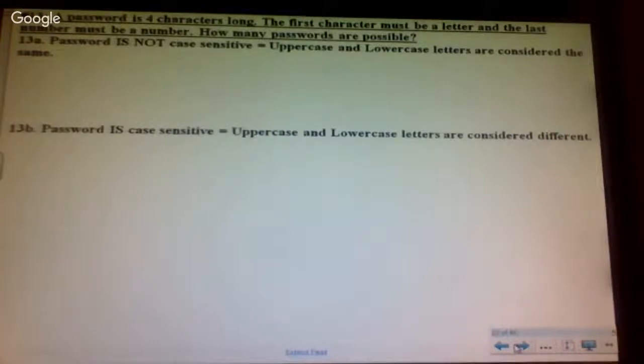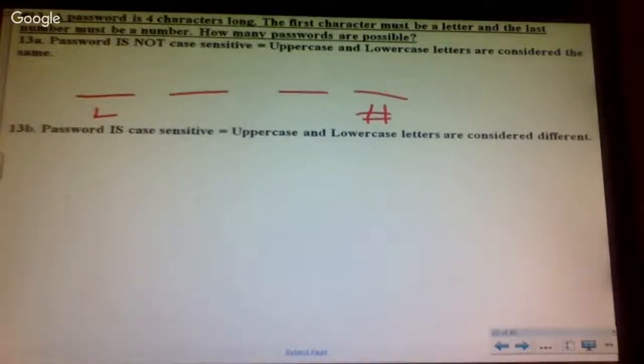Okay, we're almost done with this section and we'll move on to permutations. A password is 4 characters long. First character must be a letter. The last character must be a number. So we need a letter and a number. The password is not case sensitive, which means upper and lower case are considered the same.